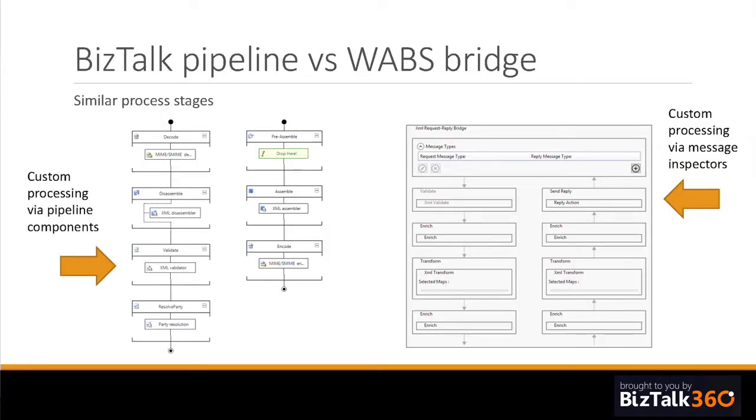And you can add custom code, akin to pipeline components in BizTalk Server. You can write your own components and plug those in if there's anything that the out-of-the-box pipelines or bridges don't do for you. So the bridges are kind of static, if you like. There's really only two types at the moment, which is an XML and a non-XML pass-through bridge. And you just configure each one of the stages on that, very similar to what you do with an XML disassembling pipeline in BizTalk.